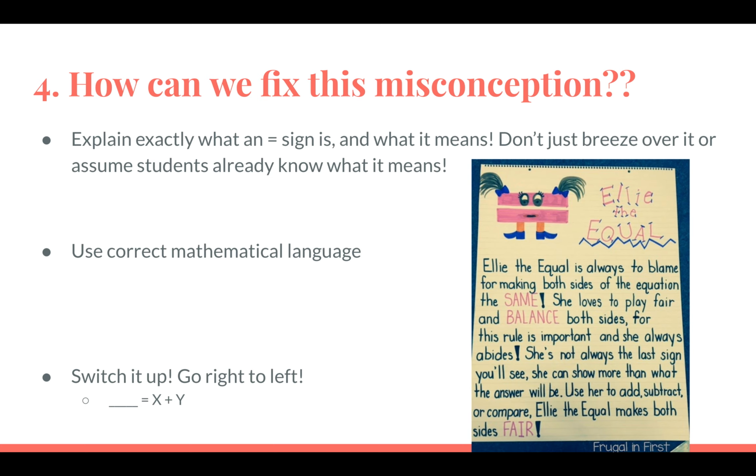And finally, switch it up. Go right to left. As Ellie says, she's not always the last sign you see. She can be more than what the answer will be. So you could put the blank first, is equal to x plus y, showing students that what's on the left side doesn't always have to be the problem we're solving, and what's on the right side doesn't always have to be the answer, but that the two sums are the same, by switching up the order. There are other ways we can fix this misconception in our classroom, but those are three of the main ways. That's what we want to share about math misconceptions.